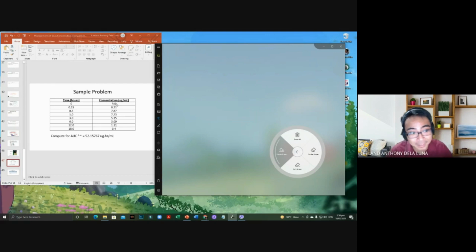So, I don't need to plot this anymore. Pero kung nakita mo dyan, class, at zero time, zero din ang concentration, okay, zero ang concentration, right? Ibig sabihin, class, ano ang route of administration? It's extravascular. Okay? So, the answer, class, na makukompute dapat natin dito is 52.1576 or 52.16 microgram hour per ml.